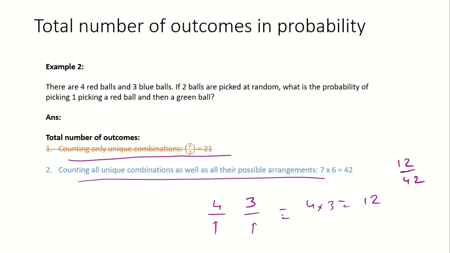Now, in case the order in which the balls were picked was not important, your answer would be this times 2 factorial. Why 2 factorial? Because we are assuming it in this given order, R and B. But it could have been the other way around, B and R. So R and B can be arranged in 2 factorial ways. So in that case, if the order was not important, your answer would be 12 times 2 factorial divided by 42.